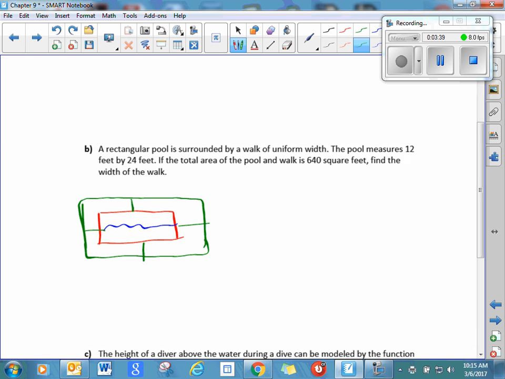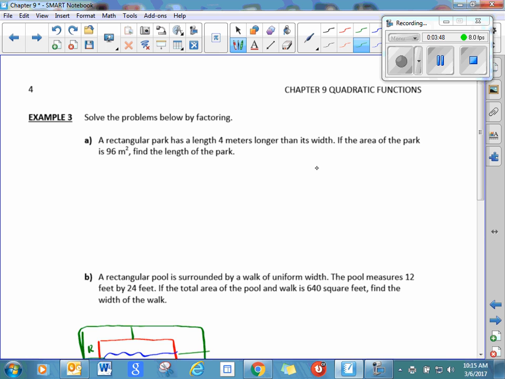So it says the pool measures 12 by 24. So we can go ahead and write that in, 12 by 24. What else do we know? Oh dear.